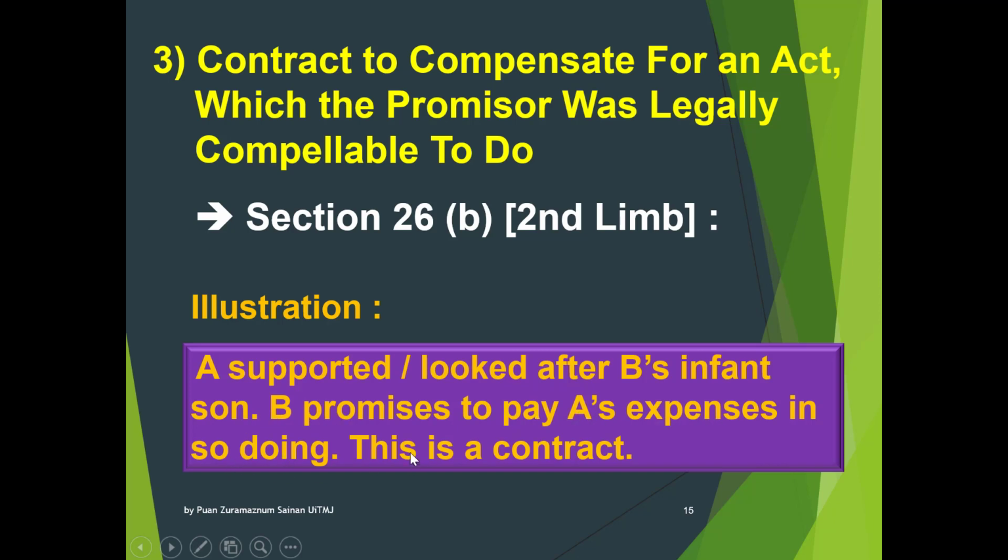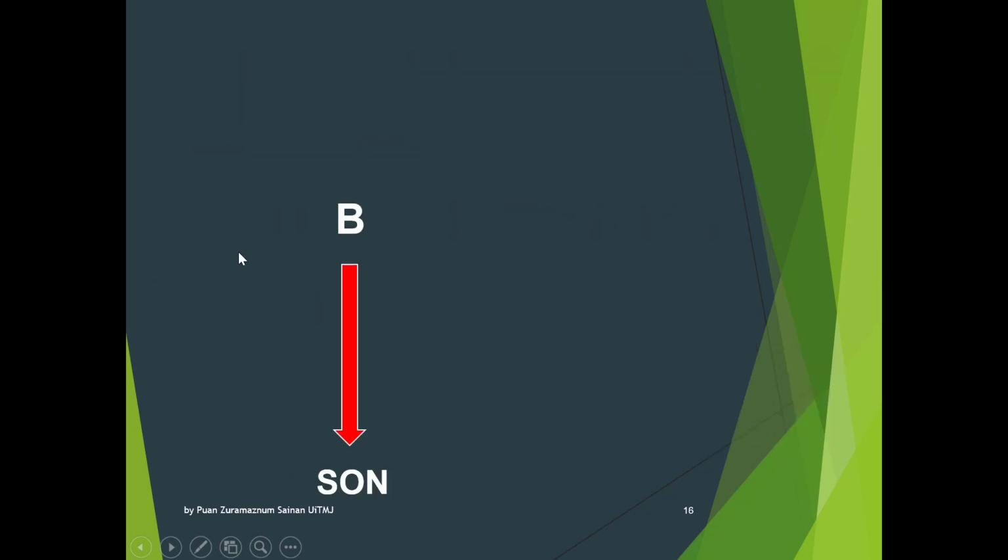So this is a contract. Now, to explain this clearer, let's say B has a son. Under the law, B should look after the son, right? However, B neglected the son. Dia abaikan, dia tinggalkan anak dia tanpa sebarang maintenance to support the son.